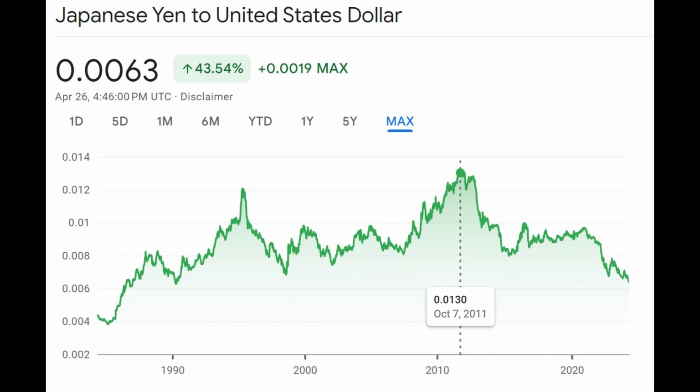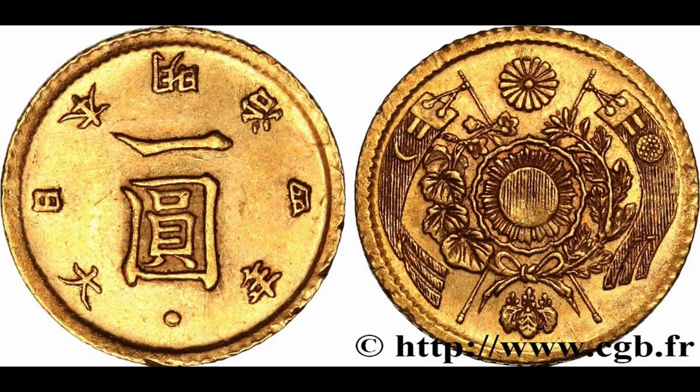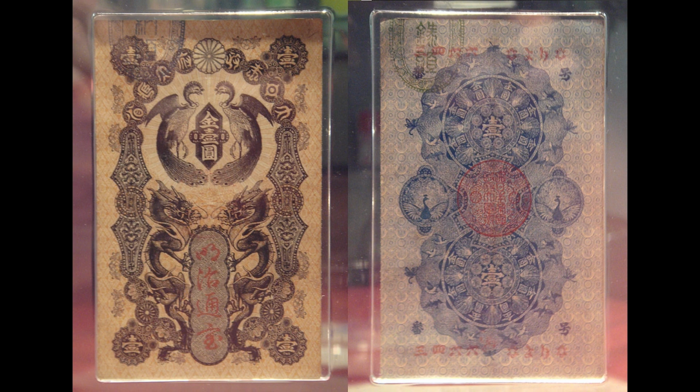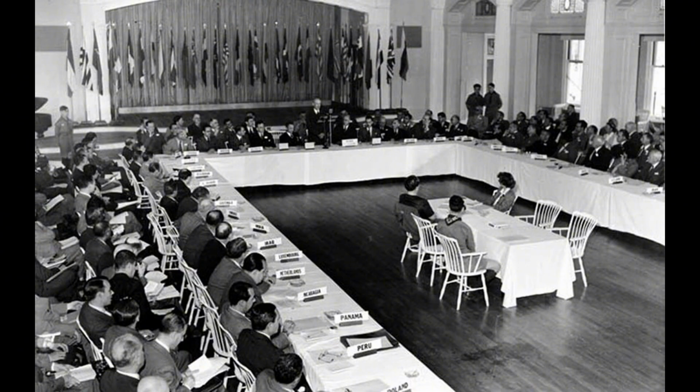The Yen-USD Exchange Rate, a historical journey. The Japanese yen, symbolized as ¥, has a rich history dating back to the Meiji Restoration in the late 19th century. Introduced in 1871, the yen replaced the previous feudal currency system. Its name, yen, translates to round object or circle, signifying the circular coins that were minted.